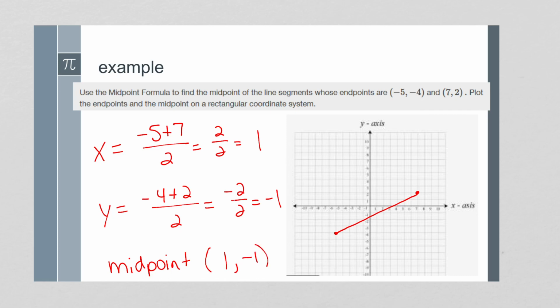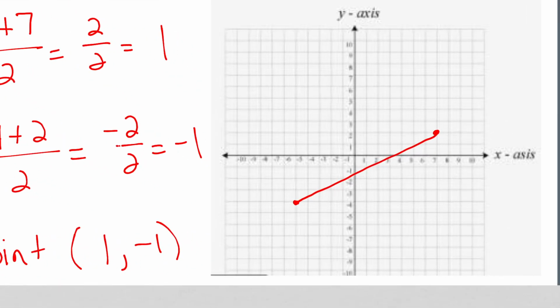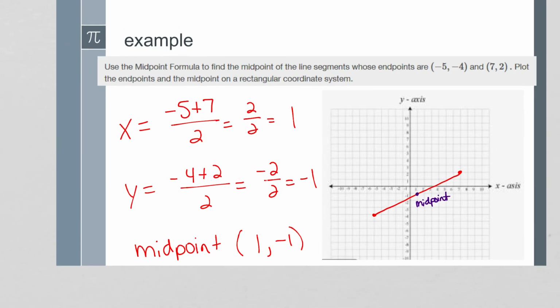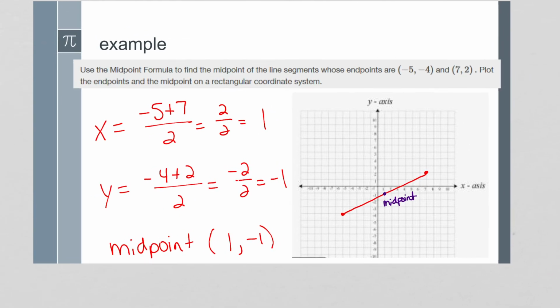Okay, so let's graph that on here. 1, negative 1. Look at that, my line went right through it. Very cool. All right, there's our midpoint. Okay, remember, add your x's together, divide by 2. Add your y's together, divide by 2.